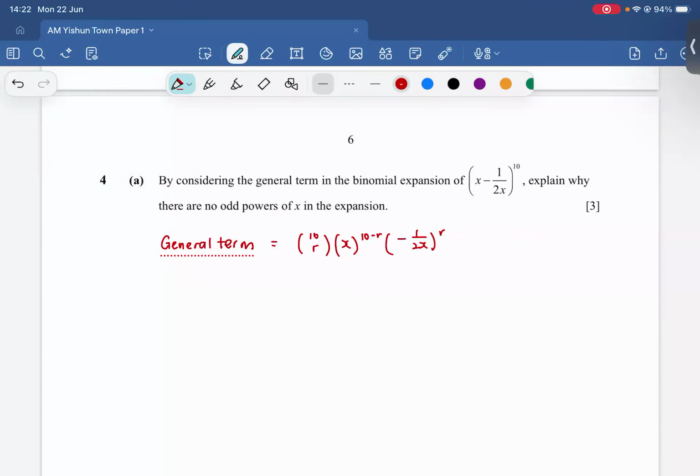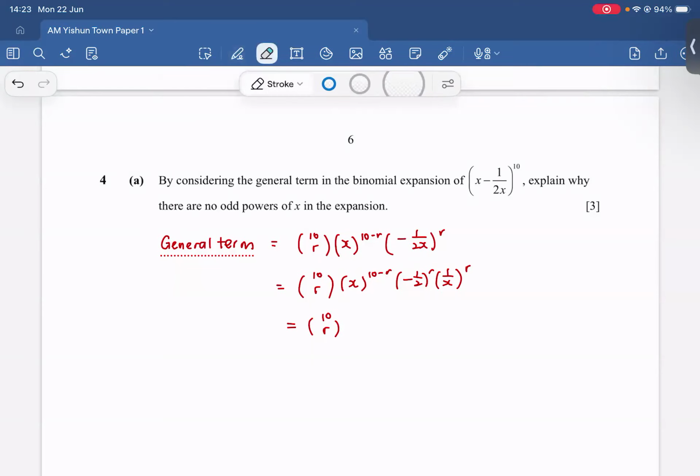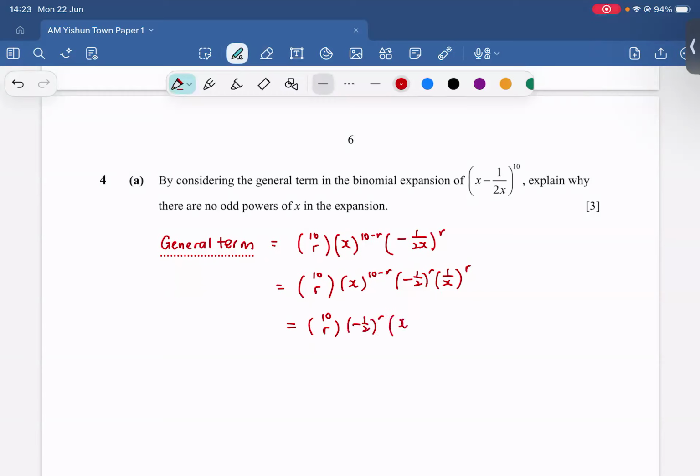So using your law of indices, we will separate this as x power 10 minus r. This one will change to minus 1 to the r, times 1 over x power r. Now we group the x together and put the number in front. Then it will be x to the 10 minus 2r.